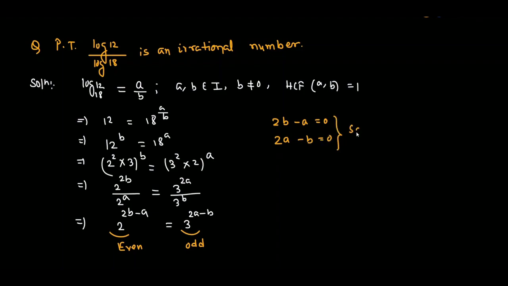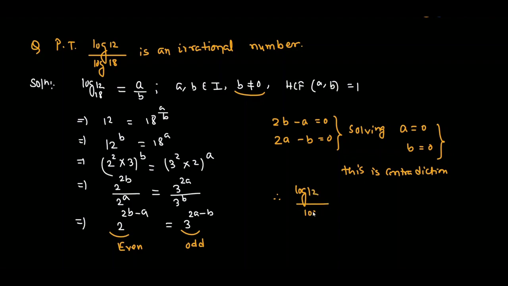Now solving these two, you get a equal to 0 as well as b equal to 0. Now this is a contradiction, because we assumed that b cannot be 0. So therefore we can say that log 12 by log 18 with the same base is an irrational number. Hope all of you understand this.